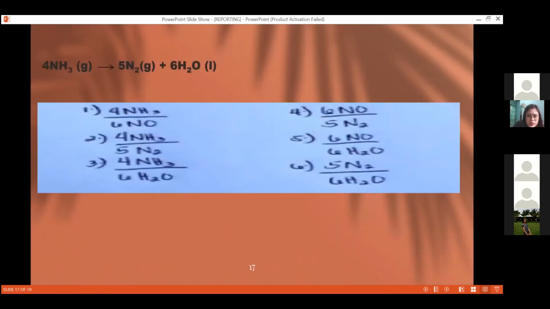So, in the problem number 2, in writing all possible mole ratio, for 4 ammonia gas to 5 nitrogen gas plus 6 H2O. These are the possible mole ratio.